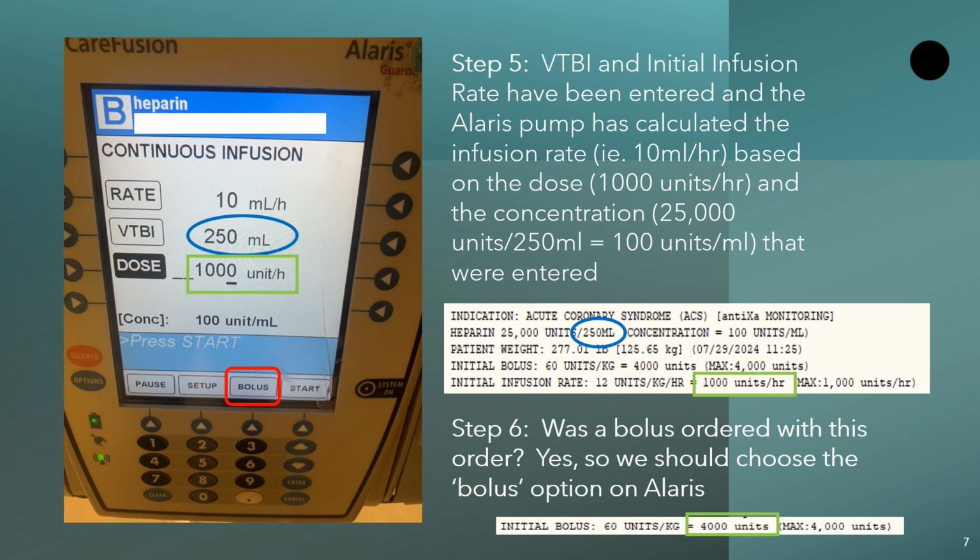Step 6. You may ask yourself, was a bolus ordered with this order? If it was, then you would activate the bolus key at the bottom.